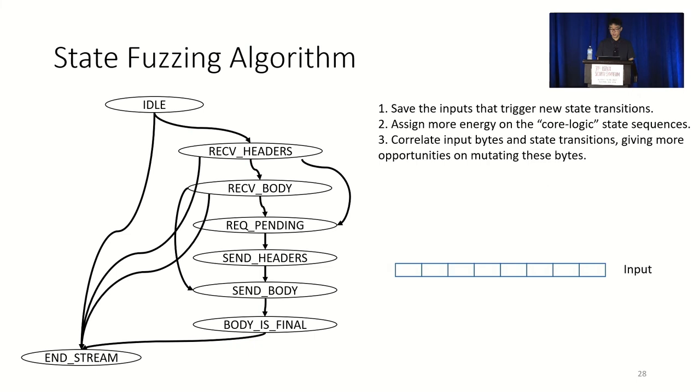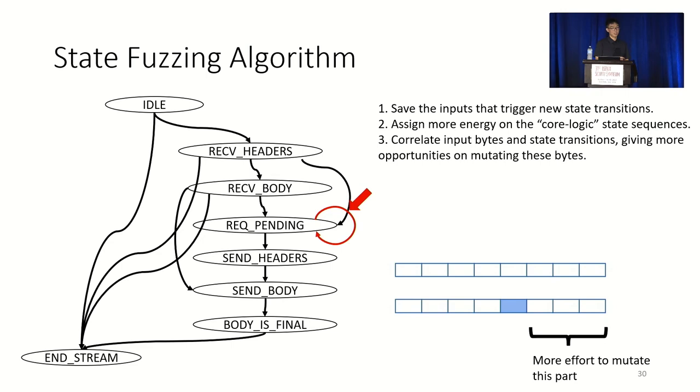The last one, we use partial mutation to make the mutation more efficient. For example, the input has several bytes. If we mutate the fifth byte, we trigger a new state transition. And after that, we will put more effort into mutating this part. It's because all the previous bytes can take the program into the newly found state transitions, which haven't been tested thoroughly. Therefore, we want to put more effort to only test it.